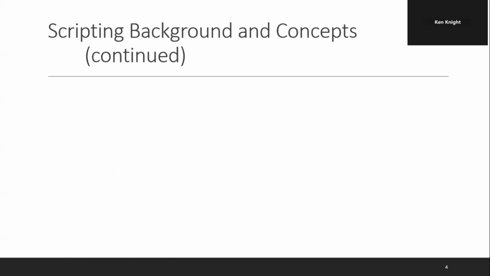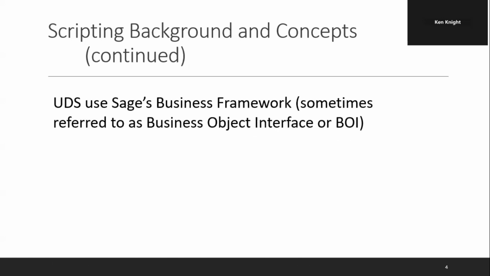Now, user-defined scripts utilize what Sage calls their business framework. You will sometimes hear this referred to as the Business Object Interface, or BOI. This is only possible because Sage has, since 2004, been moving all of Sage 100 into a concept known as a three-tier architecture. So what is a three-tier architecture?